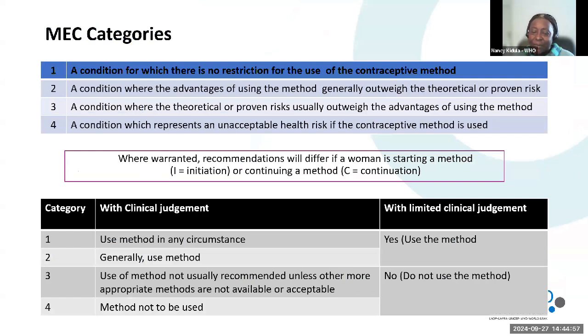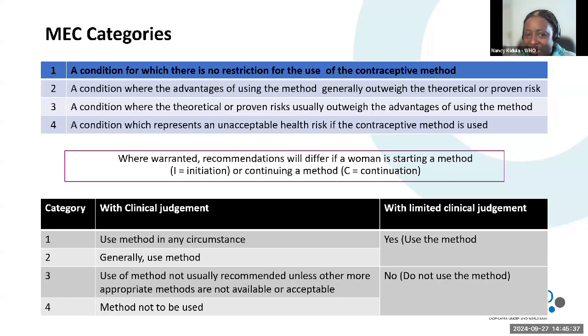So what does categorization mean? What we do is that to determine the safety of a method, we categorize it from 1 to 4. And these categories indicate to us if a woman, or a man for the male-directed method, with a pre-existing medical condition or physiological condition can safely use a specific method. So we have 4 categories, as you can see.